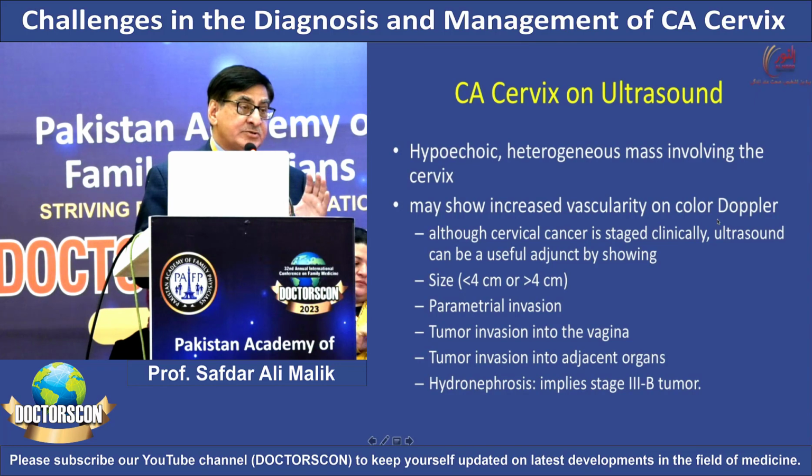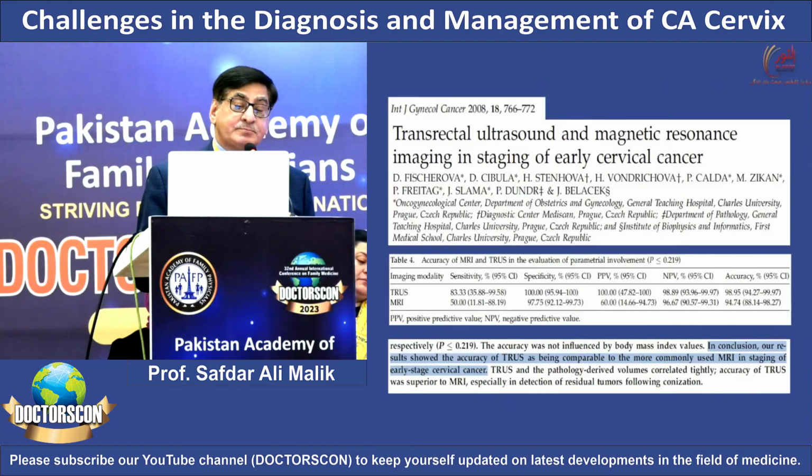Normal cervix shows minimal blood flow at the periphery, which is because of the arcuate vessels. Very minimal flow at the level of the interface. But in this case, you see a rich blood flow. Cervical cancer is staged clinically; however, ultrasound is useful. Either size is less than 4 centimeters or more than 4 centimeters, very clearly you can see that. You can appreciate the parametrial invasion, which you can't see physically, and extension into the vagina. Tumor invasion to the adjacent organs and hydronephrosis, sometimes the patient presents with stage 3B.